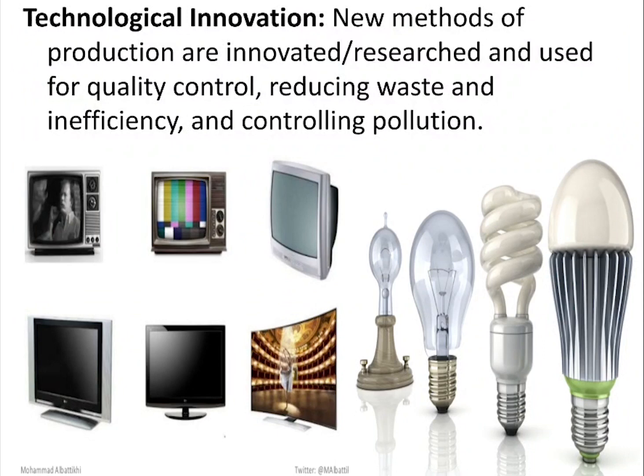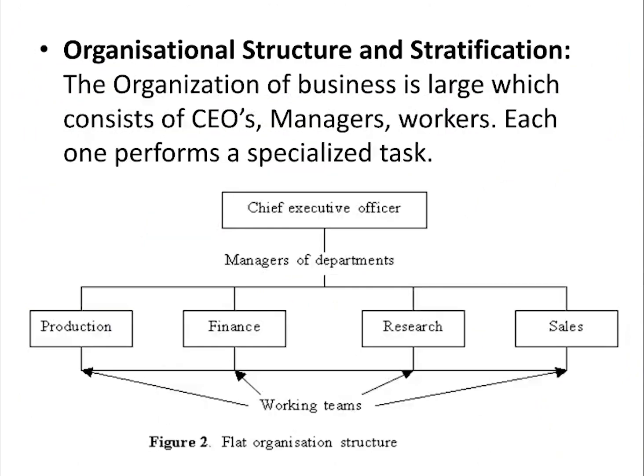In modern manufacturing industries, they are doing lots of R&D. R&D stands for research and development. Why are they doing lots and lots of R&D? In order to produce new products, more efficient products, better products. That is called technological innovation. That is another characteristic of modern large scale manufacturing industries. The last characteristic of modern large scale manufacturing industry is organizational structure and stratification.